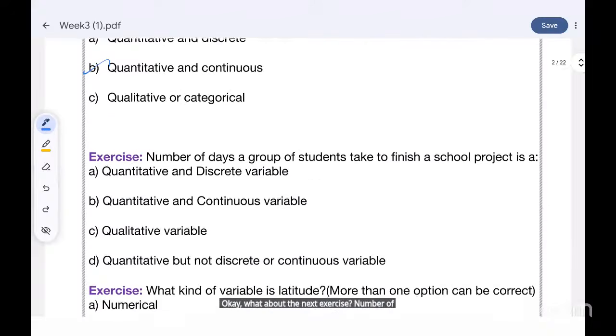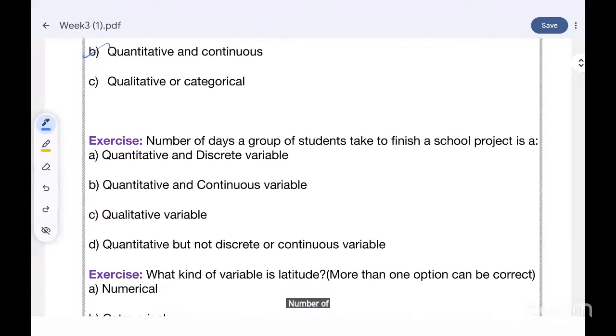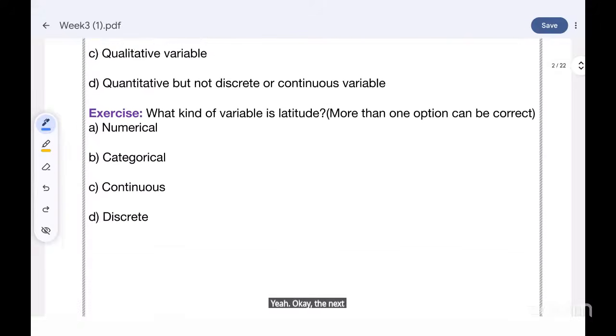What about the next exercise? The number of days a group of students take to finish a school project is what kind of variable? Option A. Quantitative and discrete, sorry. Yeah. Okay.